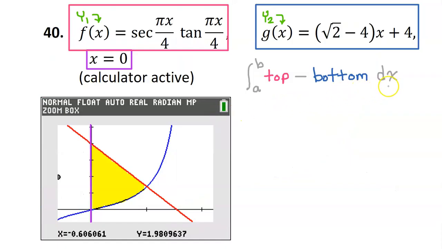When we integrate with respect to x, we can find the area between two curves by integrating the top curve minus the bottom curve. I had the colors of my boxes mixed up for a second there, but the top curve is the linear function, which is g of x. The bottom curve is this trigonometric function, which is f of x. So we will integrate from 0 to 1 g of x minus f of x. Remember, when I go to the calculator, this will be y2 minus y1.